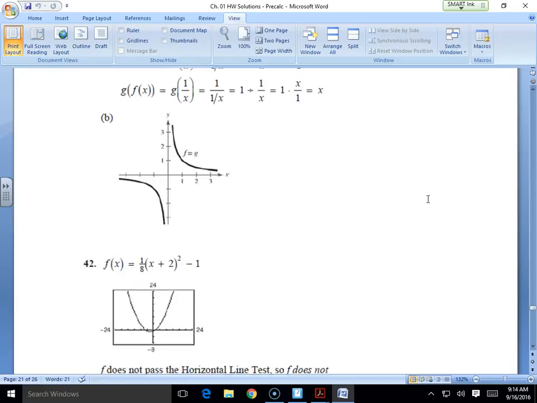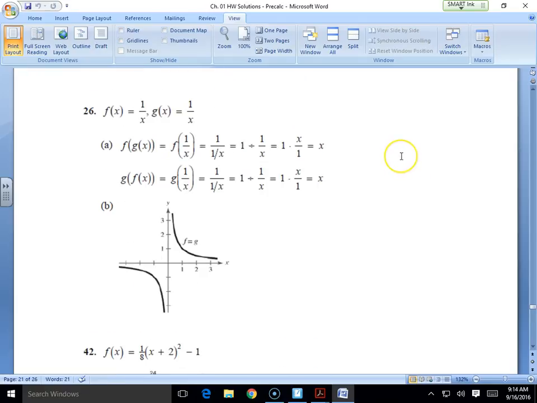Next one, 26. They gave you 2 functions, asked you to verify them. Was anybody confused about how to do 1 over 1 over x? Right? Or you saw this and you're like, yeah, that can't be right. Right? But was it right?